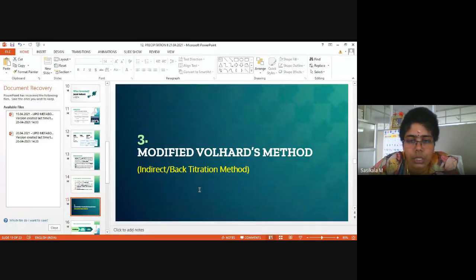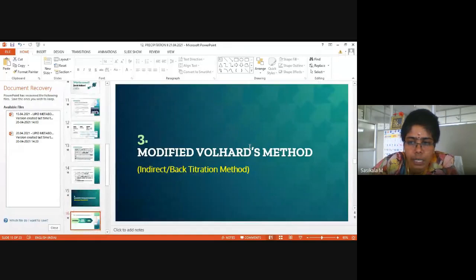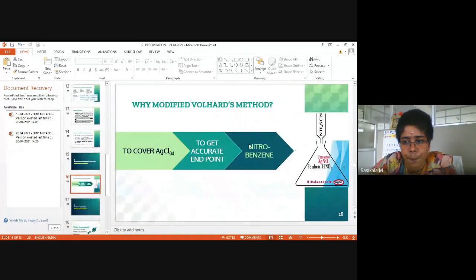Now, why do we go with the modified Volhard's method? It is the same method, still to increase the accuracy of the measurements, in order to get a more accurate endpoint. The change compared with the Volhard's method is that we use nitrobenzene along with the other reagents: ammonium thiocyanate, ferric alum, nitric acid, silver nitrate, and your chloride sample. We add nitrobenzene. This is the only change in the modified Volhard's method.